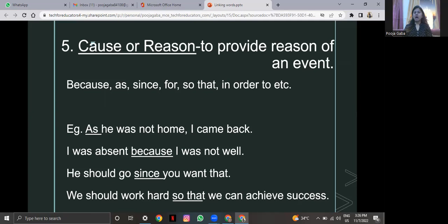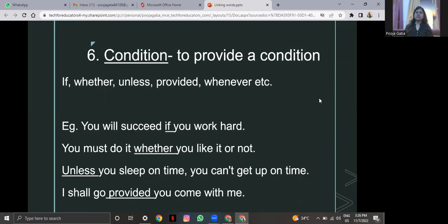He should work hard so that he can achieve success. So why should we work hard? So that we can achieve success. So that also is providing a reason here. So these are the linking words for providing reason. Now let's see the next one.